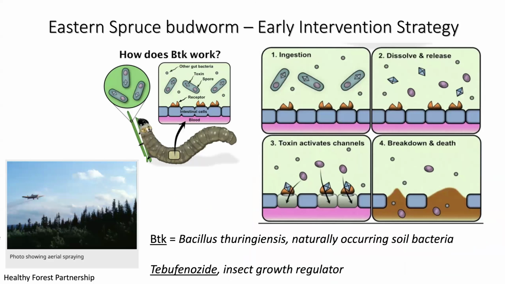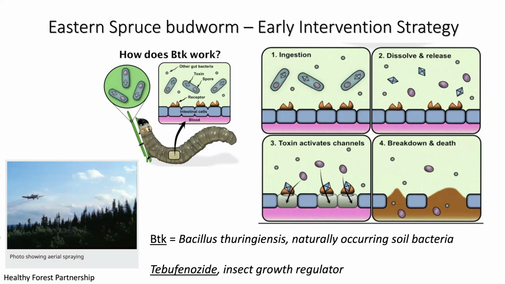So one solution that's been advanced and is currently being applied to try and slow and maybe even stop the outbreak of the eastern spruce budworm is called the early intervention strategy. And this is the application of usually one of two, or sometimes a combination of two different products through aerial spraying of areas.